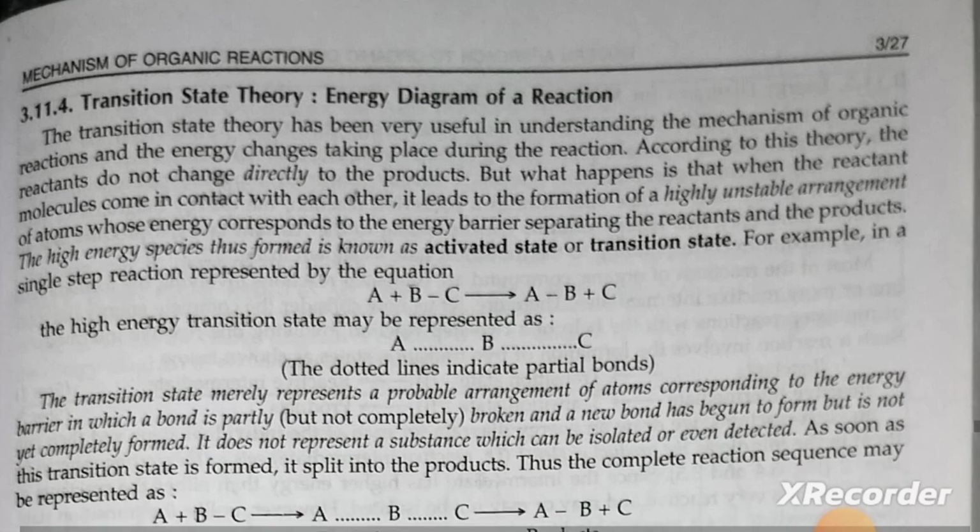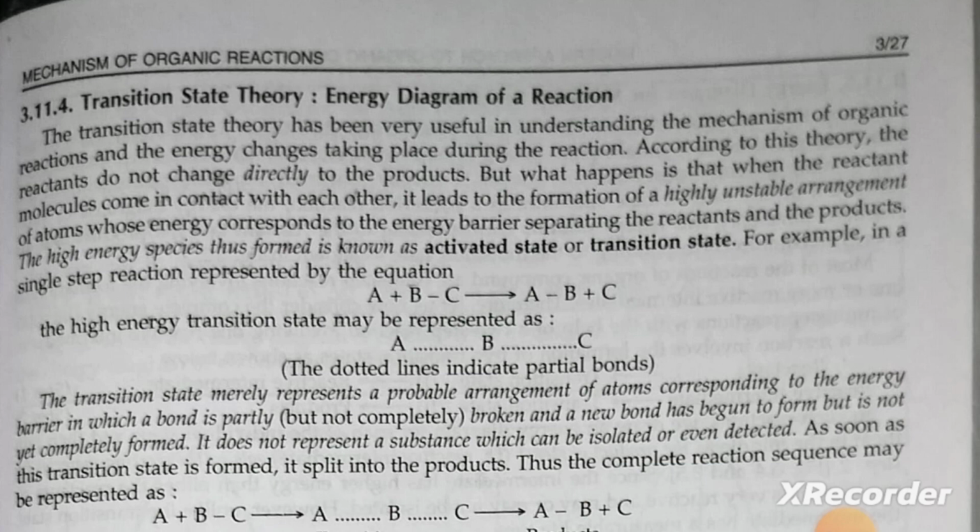Transition state theory. Energy diagram of a reaction. The transition state theory has been very useful in understanding the mechanism of organic reactions and the energy changes taking place during the reaction. According to this theory, the reactants do not change directly to the product. What happens is that when the reactant molecules come in contact with each other, it leads to the formation of a highly unstable arrangement of atoms whose energy corresponds to the energy barrier separating the reactant and the product. The high energy species thus formed is known as the activated state or transition state.